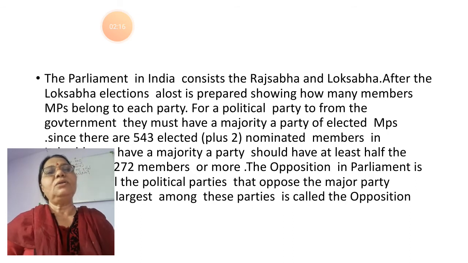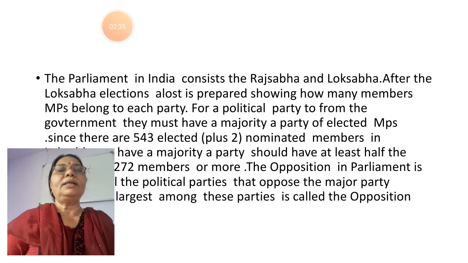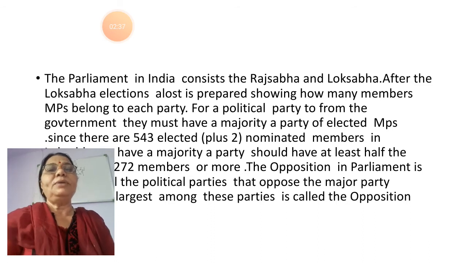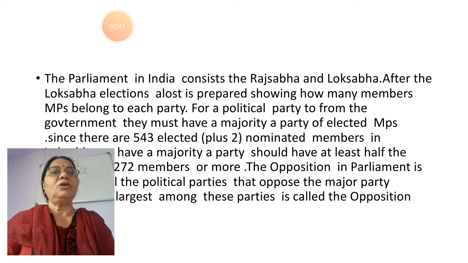And after the Lok Sabha election, means every 5 years a Lok Sabha election is there, and after the 5 years, from every constituency one member is elected, and afterwards they can make their government. Got it? For a political party to form the government, how many members? That is 543 members, and two are the nominated members. Those parties that get the more votes, the majority, they can make their government.